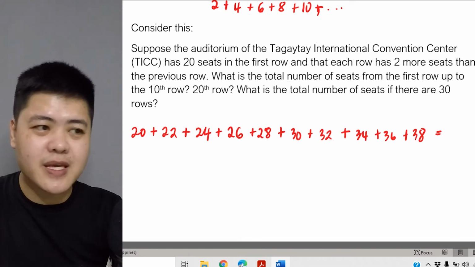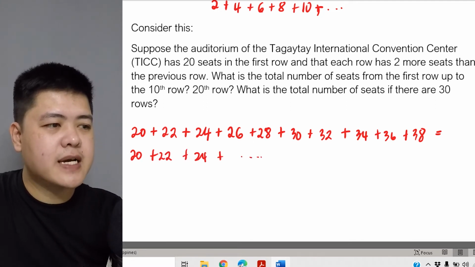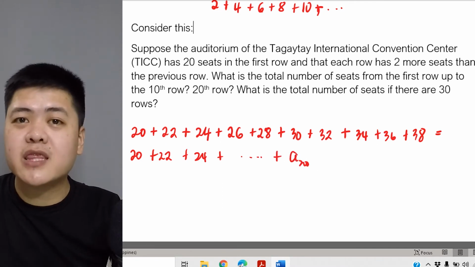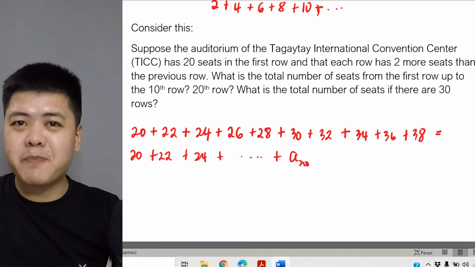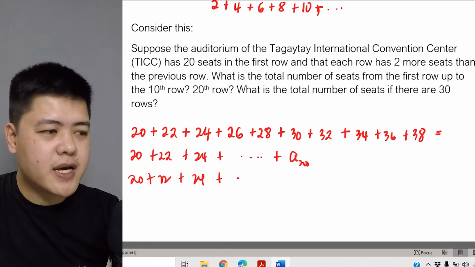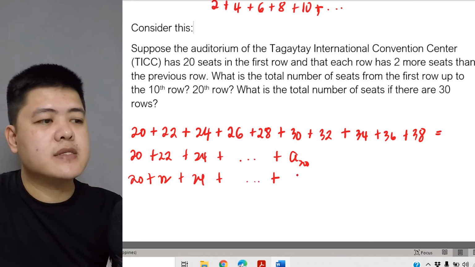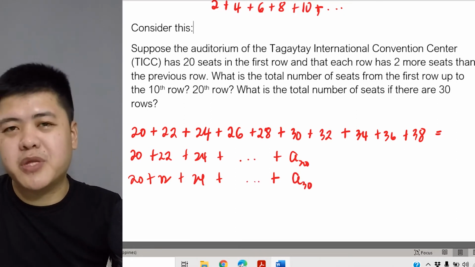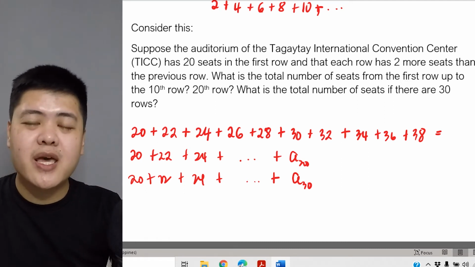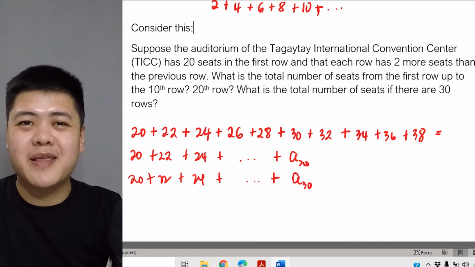For the 20th row, I have 20 plus 22 plus 24 up to the 20th term, which you can get using the formula for the nth term of an arithmetic sequence. And for the 30th, it's the same: 20 plus 22 plus 24 up to the 30th term, a sub 30. Of course, you can also just write all the terms and add them straight through, then you get the sum. But we don't want to do that. We want, maybe there's a formula.